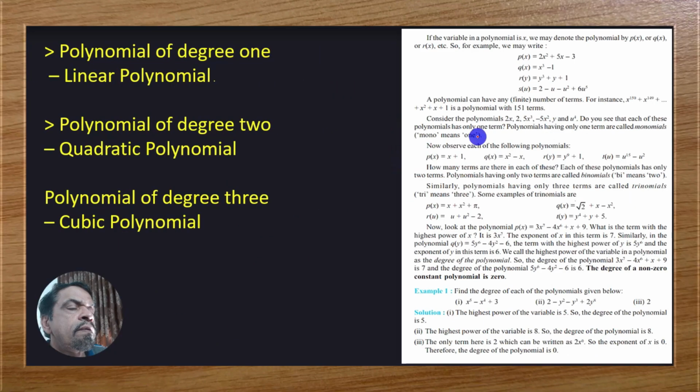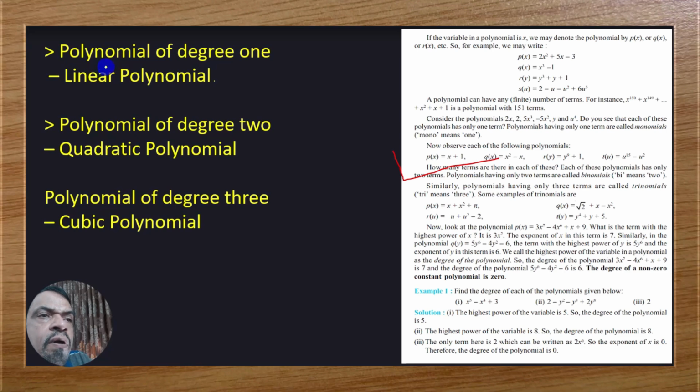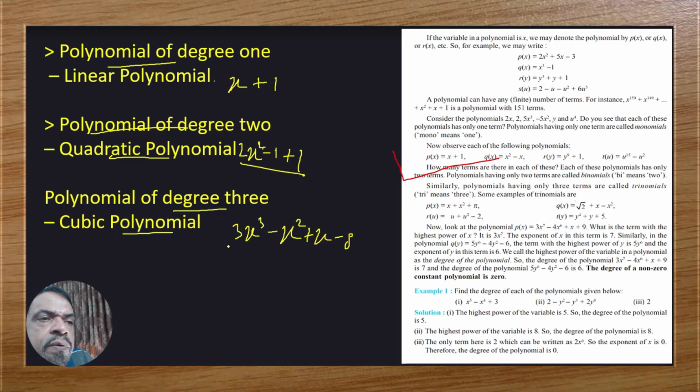Now come to the next page. Polynomial of degree 1. Listen, students, degree 1 means x plus 1. This is degree 1, as the highest power of x is 1. So it is a linear polynomial. A polynomial of degree 2 is a quadratic polynomial, and one with degree 3 is a cubic polynomial. So these are examples of cubic polynomials.